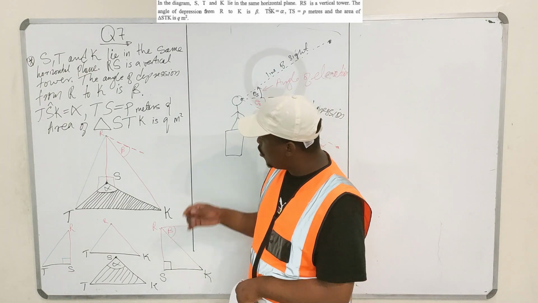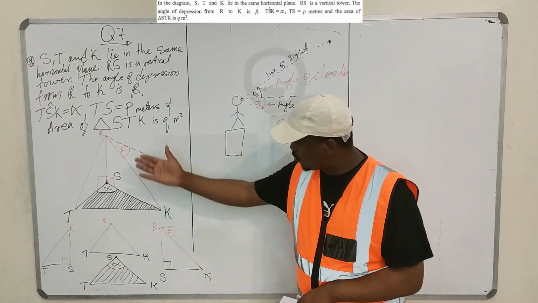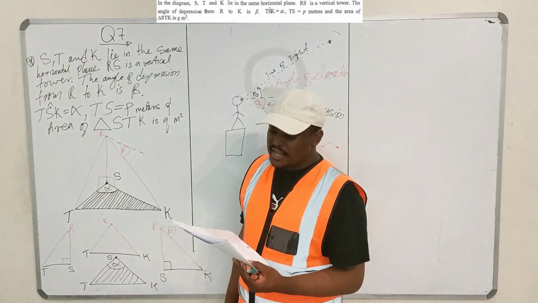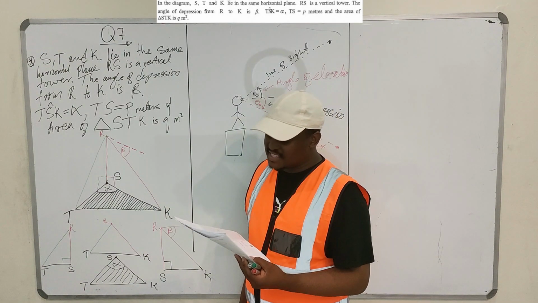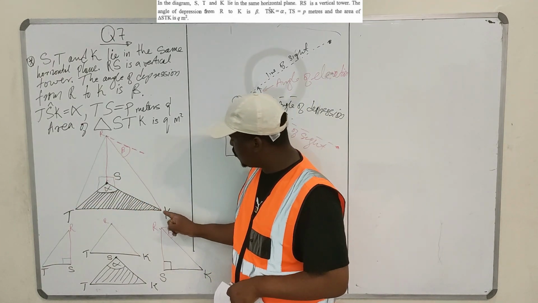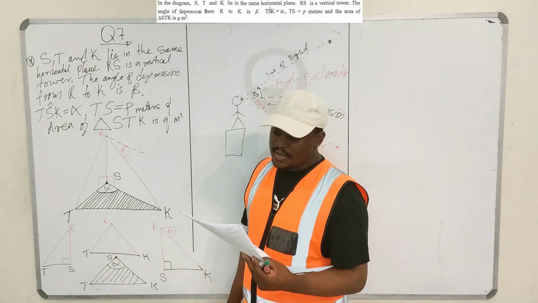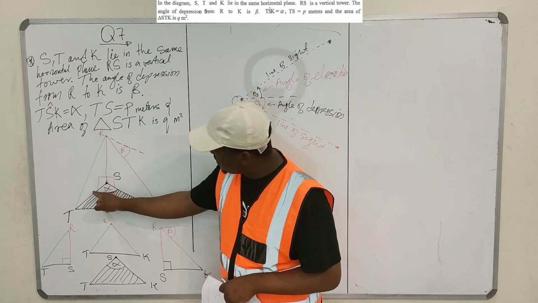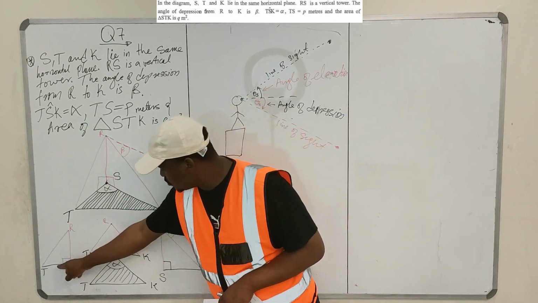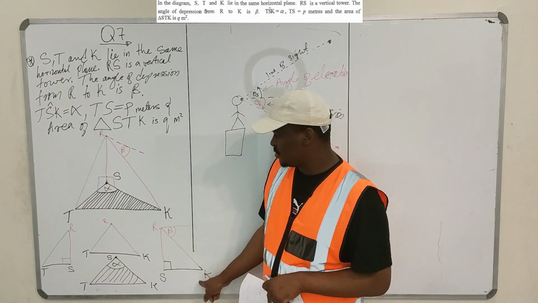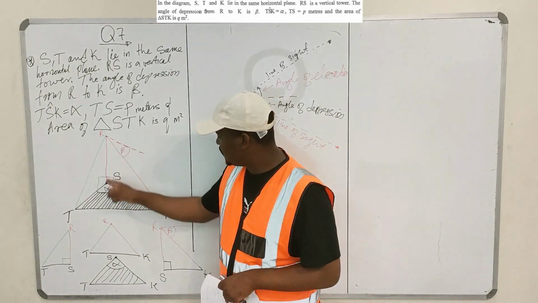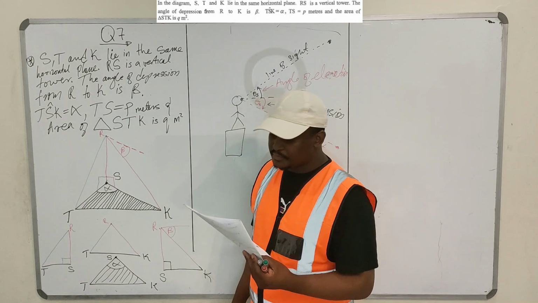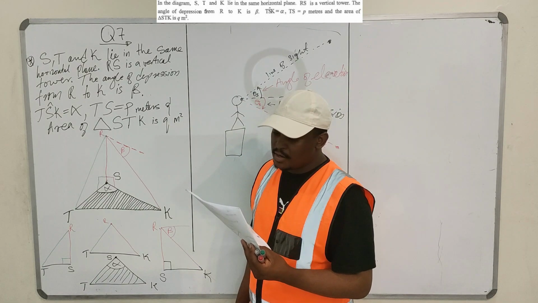So what I will do now is clean the board and then continue to answer these questions. But let me read the statement one more time. In the diagram, S, T, and K lie in the same horizontal plane. No problem. They're saying RS is a vertical tower. RS is vertical, you can see it. It's perpendicular to ST and to SK, as you can see here. No problem. They're saying now the angle of depression from R to K is beta.